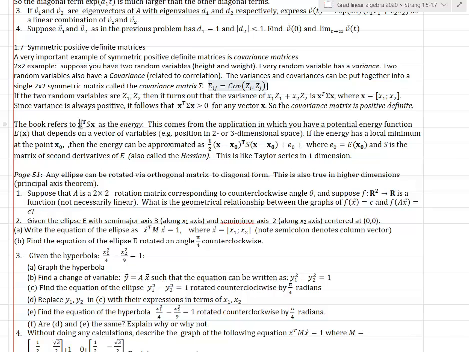All right, now, the book refers to this quantity, x transpose S x, as the energy, in particular when S is a positive definite matrix. This comes from an application where you have a potential energy function E of x that depends on a vector of variables, i.e. position in 2 or 3 dimensional space. If the energy has a local minimum at point x0, then the energy can be approximated as this parabolic function, 1/2 (x minus x0) transpose times S times (x minus x0), plus E0, where E0 is the energy at x0 and S is the matrix of second derivatives of E, also called the Hessian. This is like Taylor series in one dimension, but extended to higher dimensions.